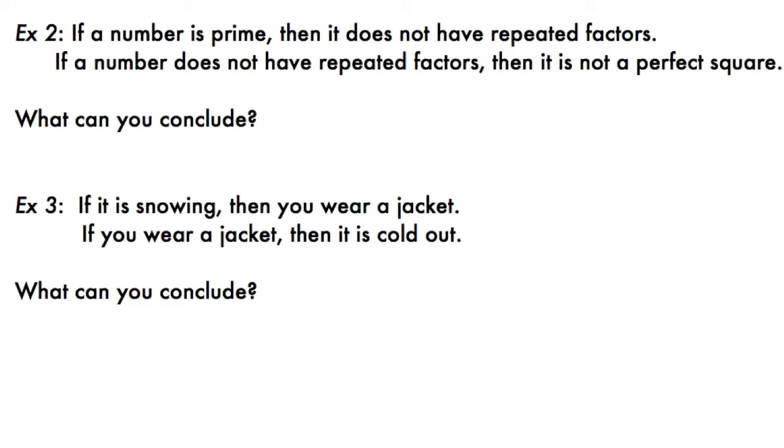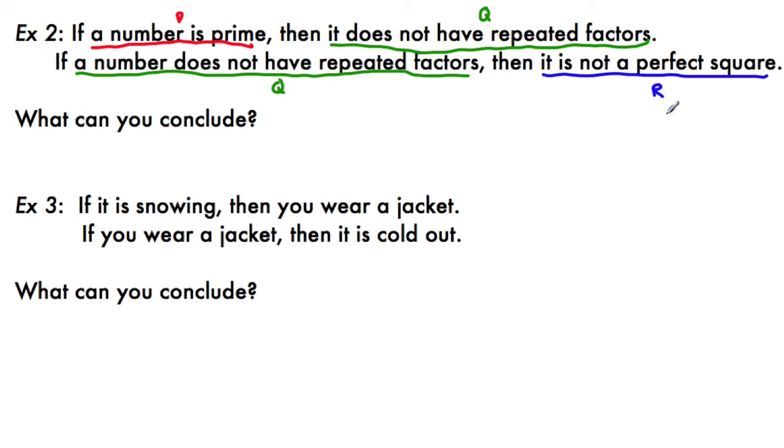Okay, let's look at another example. If a number is prime, then it does not have repeated factors. If a number does not have repeated factors, then it is not a perfect square. Alright, so let's look at our P's and Q's. Here's our P. Here's our Q. If a number does not have repeated factors, there's our Q again. And we've got a new statement. It's not a perfect square. That's our R.